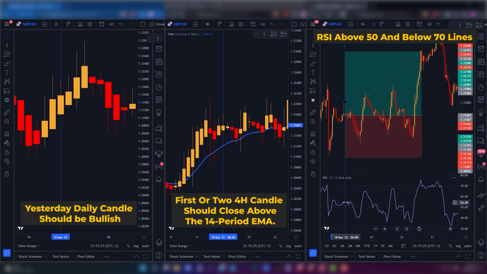The RSI line breaks above 50 at this point, so I took the trade. Stop loss below the swing low. Profit target is 1 to 1.5 times the risk, but if the RSI line touches the 70 line, I will exit the trade. It indicates that the price has been overbought and that the price may fall.